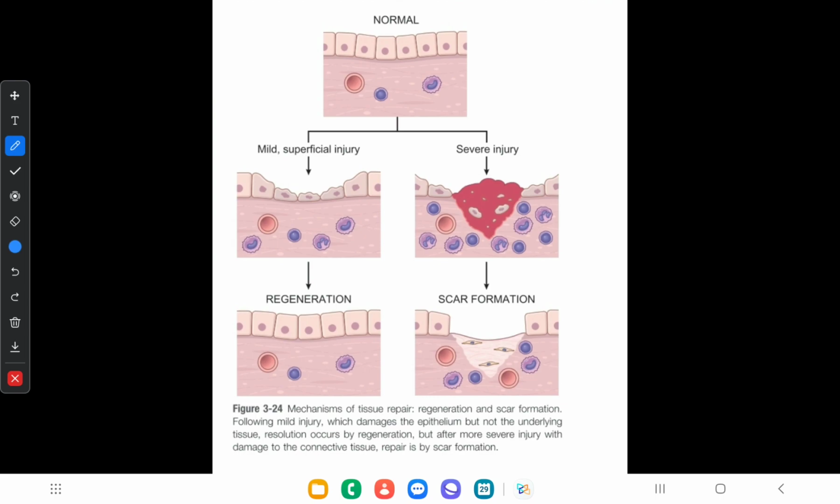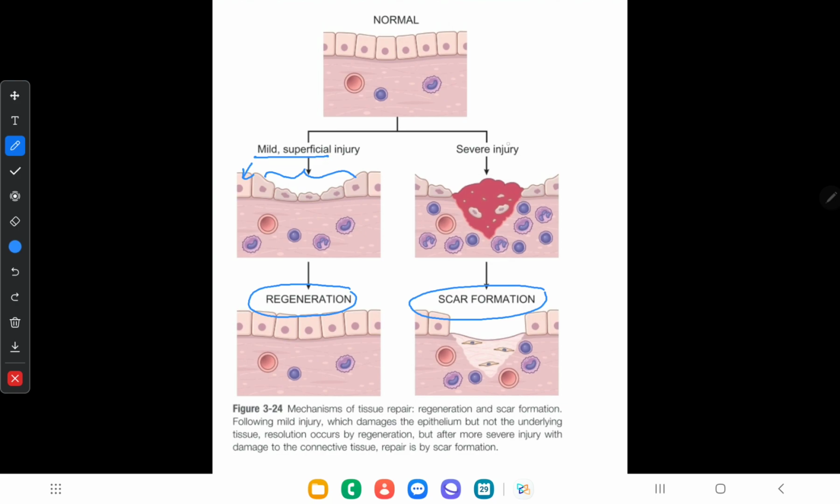Tissue repair means restoration of tissue architecture and function after an injury. Mainly tissue repair occurs by two types of reactions. They are regeneration and scar formation. Regeneration occurs when there is mild or superficial injury, and it occurs by proliferation of residual or uninjured cells. These are uninjured cells, these are injured cells. Here, proliferation of uninjured cells is responsible for regeneration.